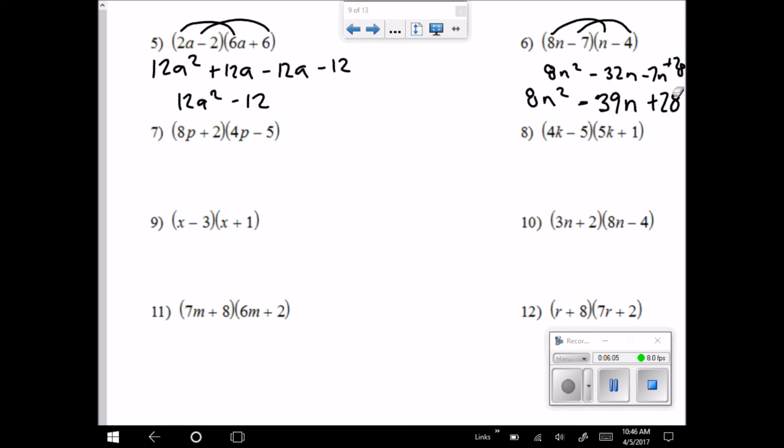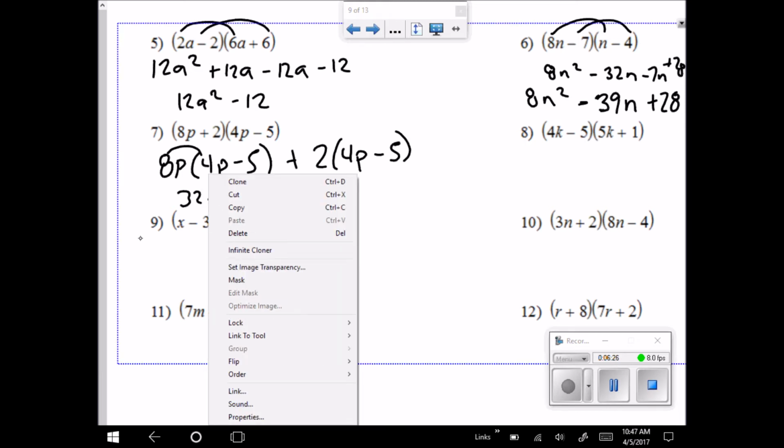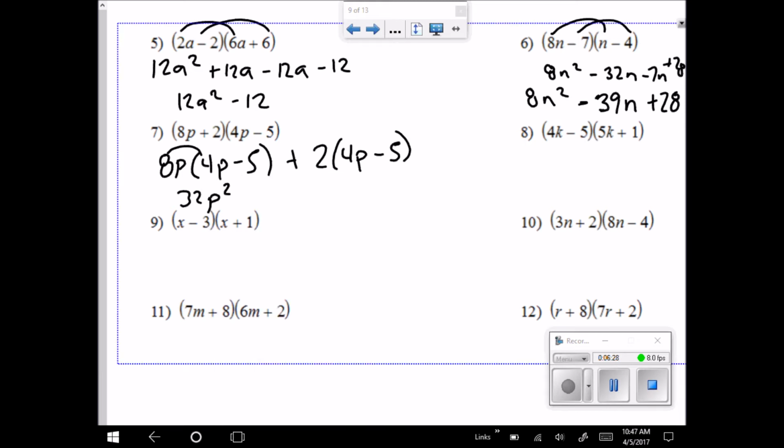Alright, I know some people aren't huge fans of the FOIL, so I'll do a couple that are not in FOIL. So 8p, and we're going to multiply that by 4p minus 5. And then we're going to add 2 times 4p minus 5. Okay, so now we're just distributing. So this comes here, so we would have 32p squared. And then here we would have negative 40p. Then we got to do the same thing here, so then we would have 8p and then negative 10.